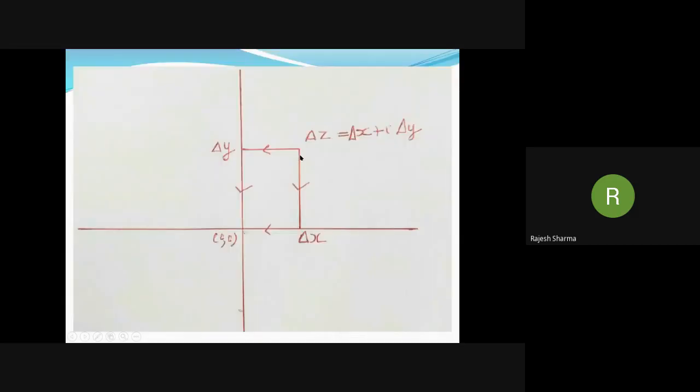So f dash z can be written as f of z plus delta z minus f z. So subtracting real parts, we have u of x plus delta x, y plus delta y minus u of x, y. Then subtracting imaginary parts, we have plus iota times v of x plus delta x, y plus delta y minus v of x, y, and dividing by delta z, which is delta x plus iota delta y. Now let delta z approach 0 through real values. That is, first delta y is 0 and then delta x goes to 0.